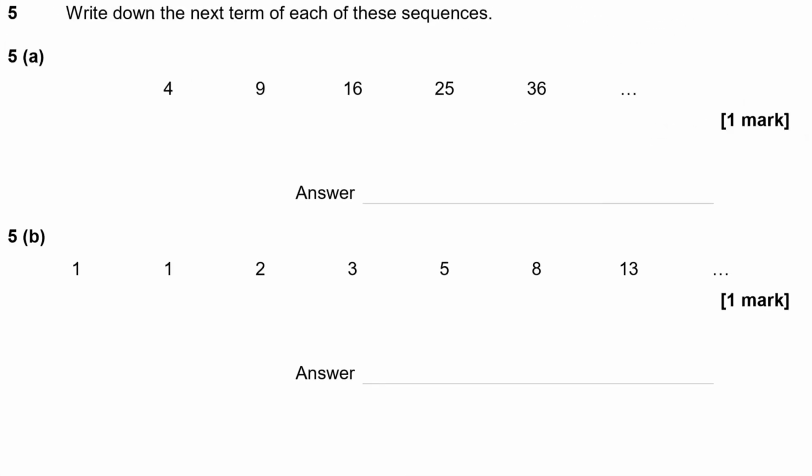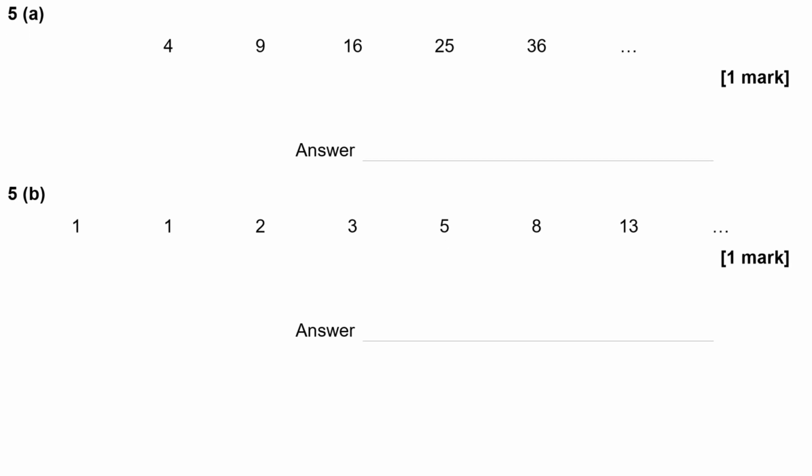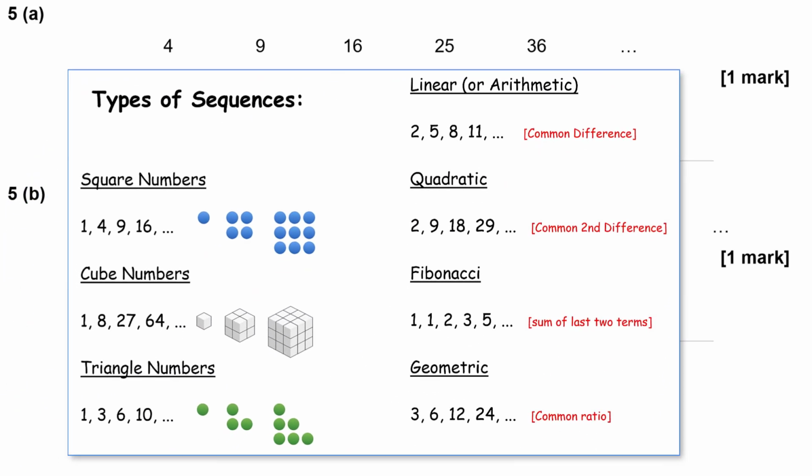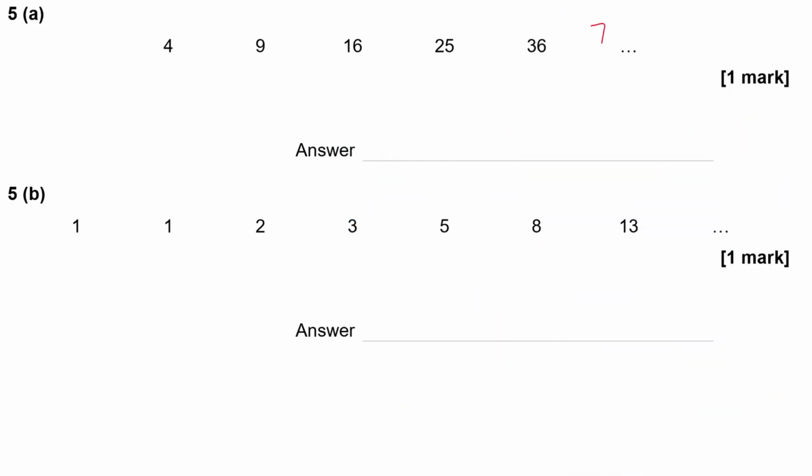Question 5, write down the next term of each of these sequences. And I've got 5a, which is 4, 9, 16, 25, 36. Do you recognize that sequence? If we pull up our list of all the sequences that we need to know, I hope that you can recognize which one it is. It should be this one, shouldn't it? The square numbers. You've got the 4, 9, 16, 25, 36, which is 6 times 6. The next one in this sequence is going to be 7 times 7, isn't it? Which is 49. So my next number in this sequence is 49.